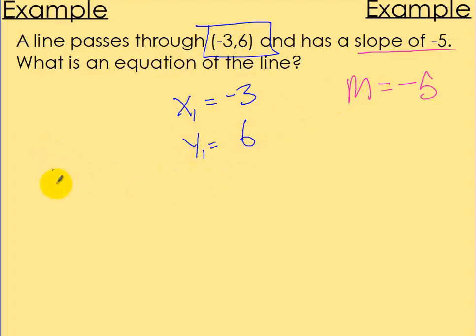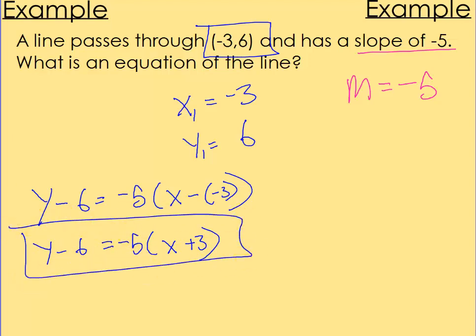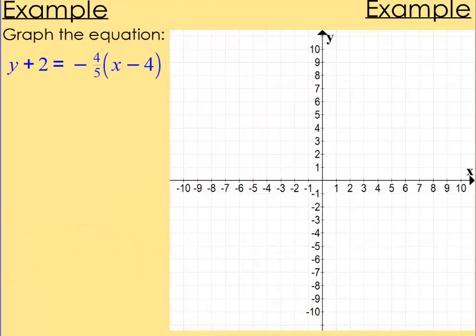So now that I got all 3 of those variables, I can plug it into the equation. It's going to be y minus 6 equals m, so negative 5 times x minus negative 3. And minus a negative 3, I can rewrite that. So y minus 6 equals negative 5 times the quantity x plus 3. And that's an equation for that line. Let's try the next one. Pause the video.